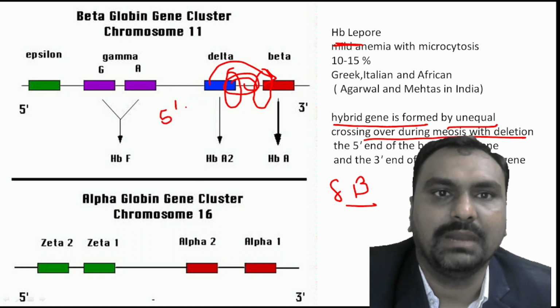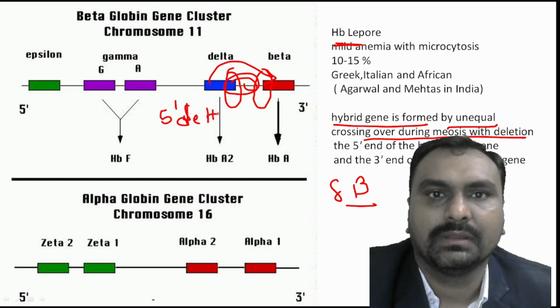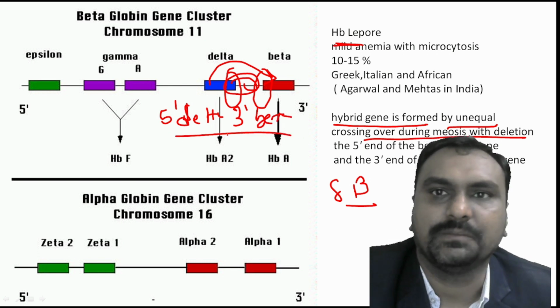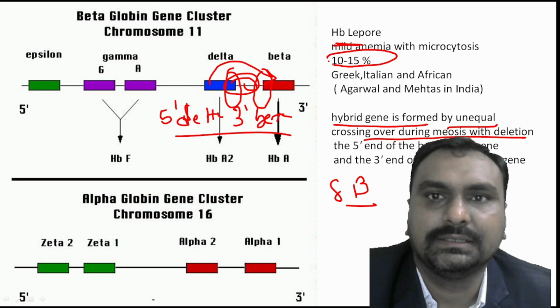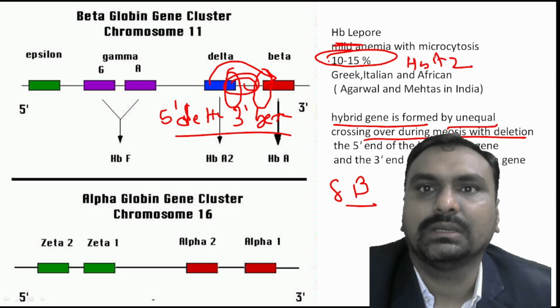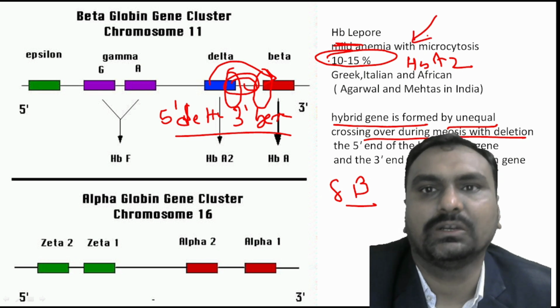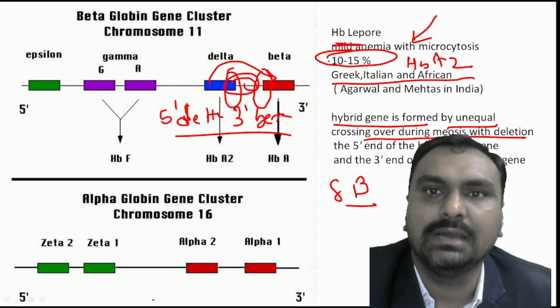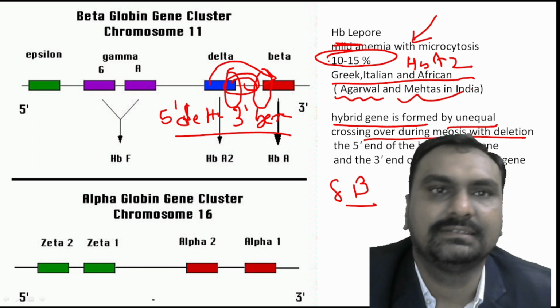A 5' delta, 3' beta hybrid is seen in case of Hb Lepore. Here the percentage is 10 to 15%. It elutes at the HbA2 level. The patient has a mild anemia and microcytosis. It is found in Greek, Italian, and African people. In India, it is mainly seen in the Agrawal and Mehta families.